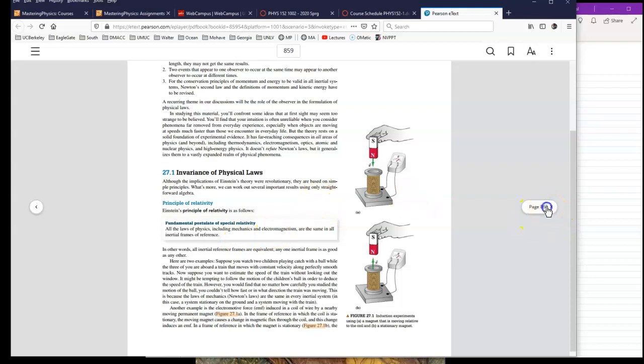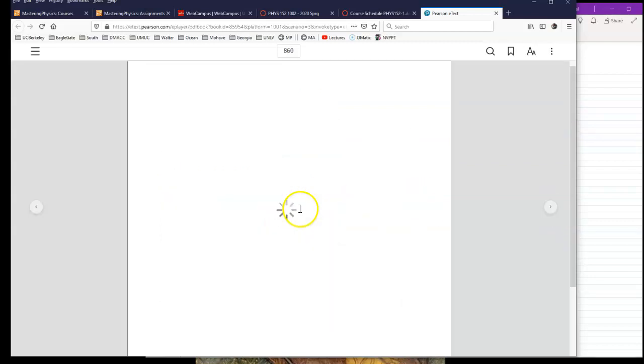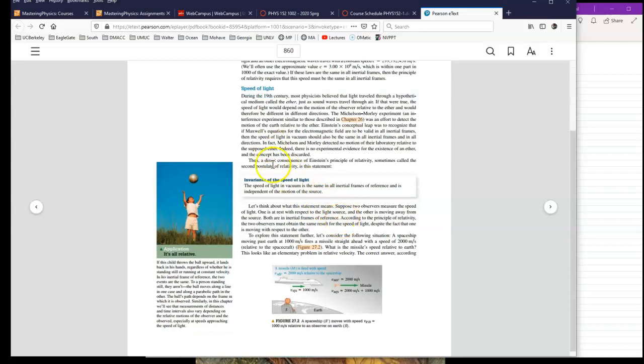The second one, which is more useful for us, should be here somewhere. There it is. It's called the invariance of the speed of light. Let me read it for you. It says the speed of light in vacuum is the same in all inertial frames of reference, again like a spaceship, a car, or whatever, and is independent of the motion of the source. Okay, what does that mean?